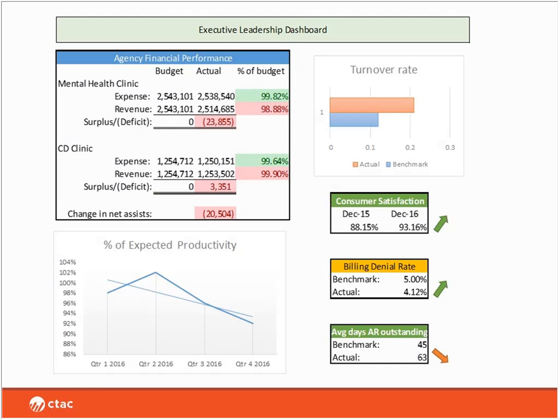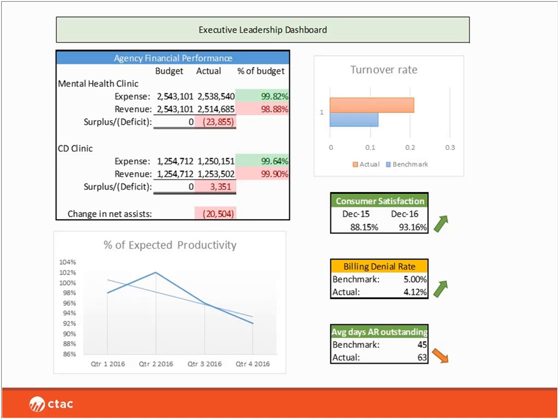So I'm a CEO of an organization, and what am I interested in? Well, you'll see here I'm obviously interested in the agency's financial performance. I've got 2 clinics, a mental health clinic and a CD clinic, and I want to know the finance expense. Pretty simple. Here's your budget. Here's your actual. Here's your percentage. What are we doing well? What are we not doing so well? There's an overall picture and then a change in that asset. So I look at this real quickly, and I'm saying, oh, we're about 20,000 below where we expected to be at this point, and then I can start asking the questions.